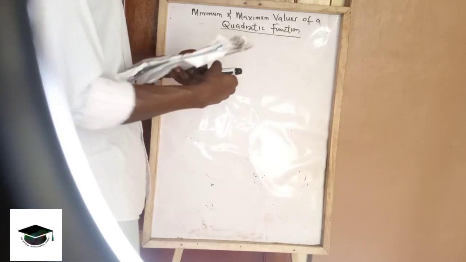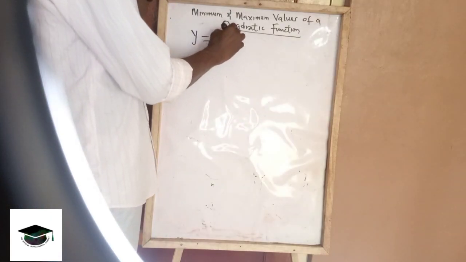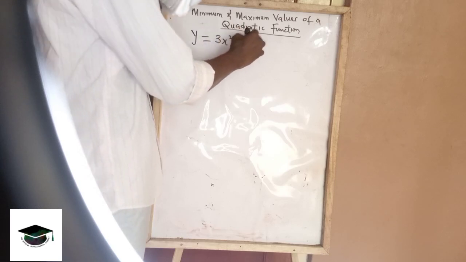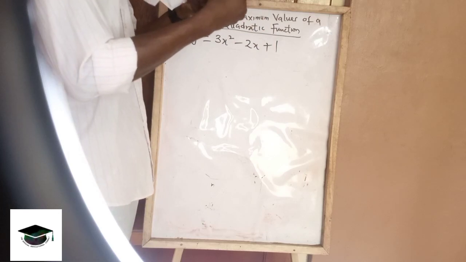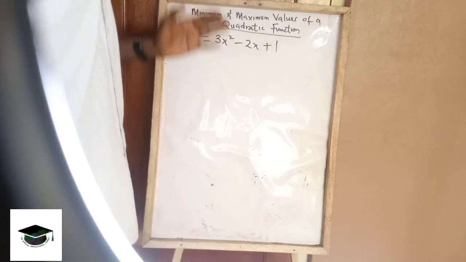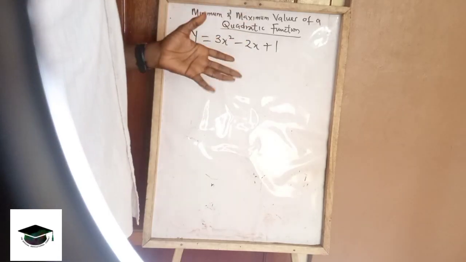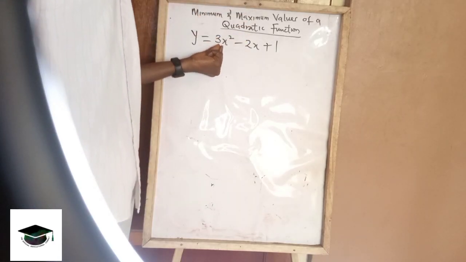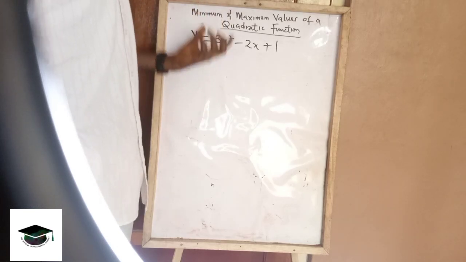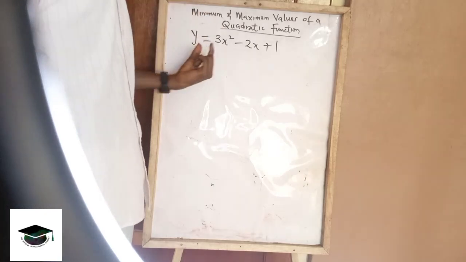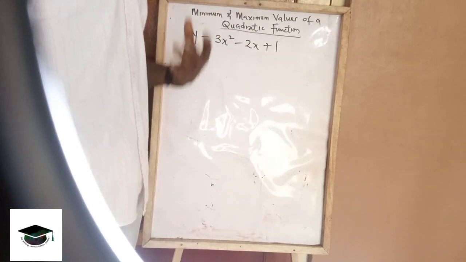For example, you have something like this: y equals 3x squared minus 2x plus 1. Now, in this case, they might ask you to find the minimum value. Why are we looking for the minimum value? Because the coefficient of x squared is 3. If it were minus 3, you'd be asked to find the maximum value. But now, because it's a positive number, plus 3, you'll be asked to find the minimum. Do you get it now?